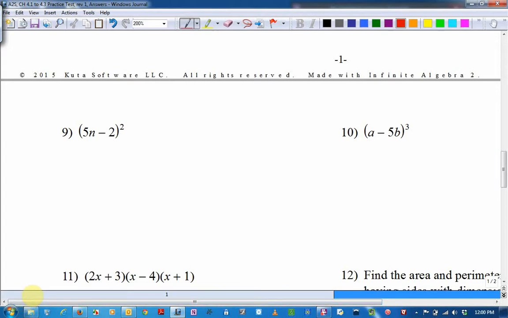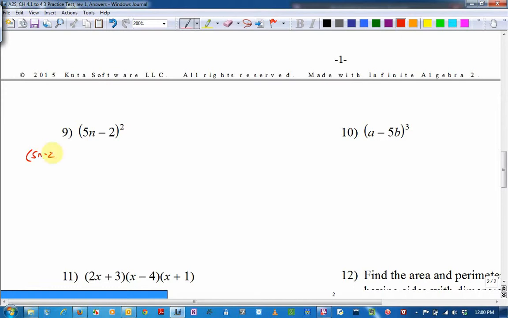Okay, I have 5n minus 2 squared. That would be 5n minus 2 times 5n minus 2. So by the FOIL method, I would have 25n squared. This 5n times a minus 2 would be a minus 10n. The minus 2 times 5n would be minus 10n. And lastly, a negative 2 times a negative 2 would be plus 4. So simplifying, I would have 25n squared minus 20n plus 4.